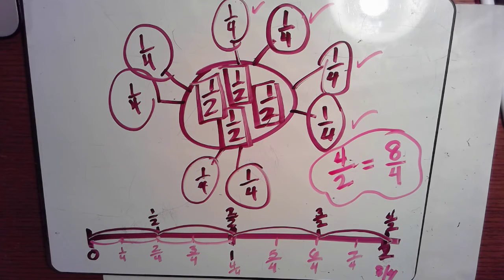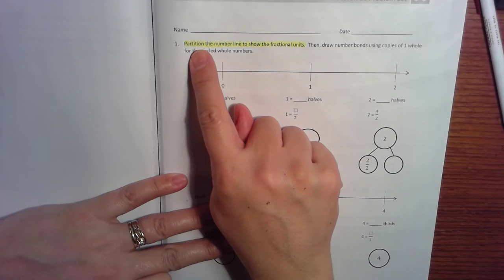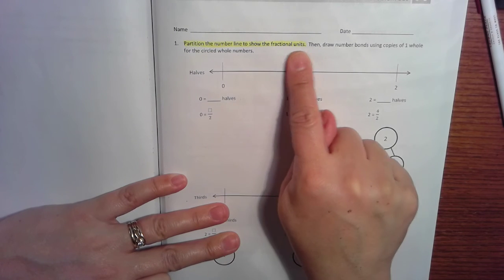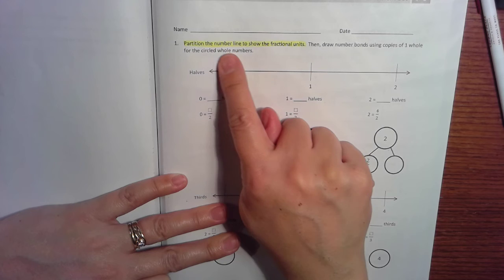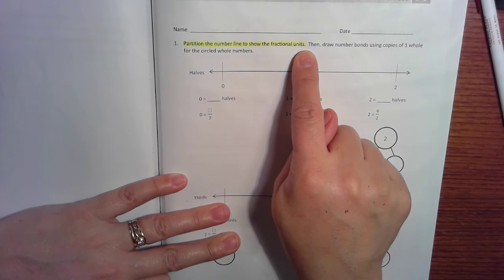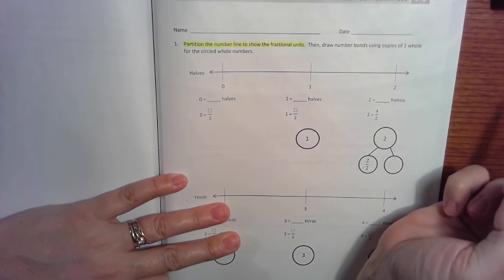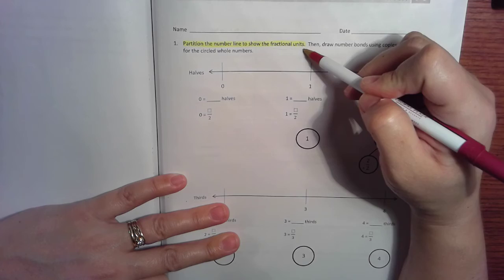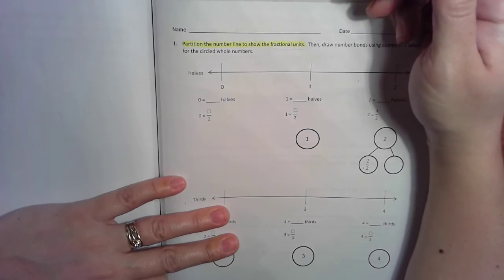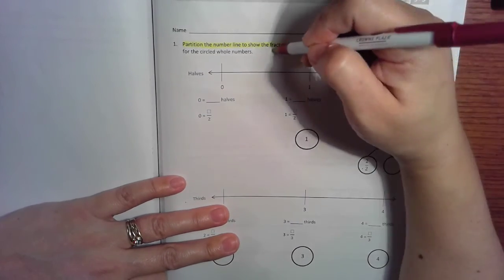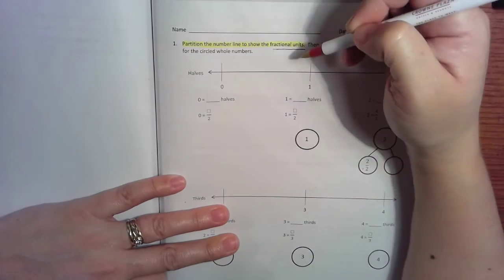In your lesson today, I just do one. I know our time is almost up. In your lesson today, you're doing that same thing, but they use some big words in the directions. It says, partition the number line to show the fraction units. Partition the number line to show fractional units? What? Partition just means split it up. And fractional units means fourths, thirds, halves. You actually know what these words mean. You just get confused sometimes.